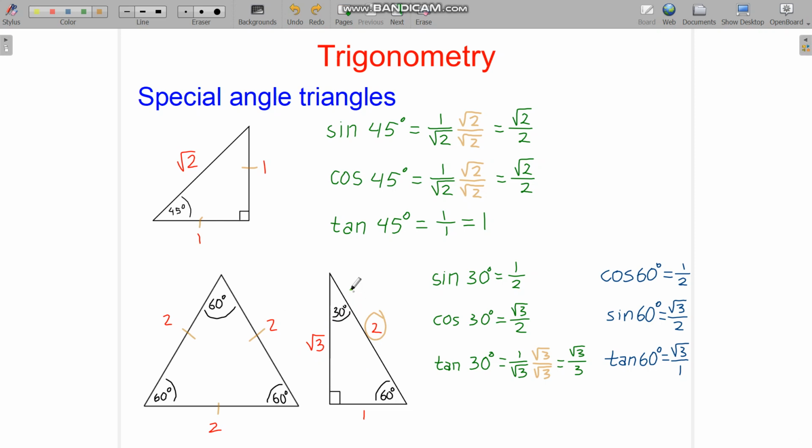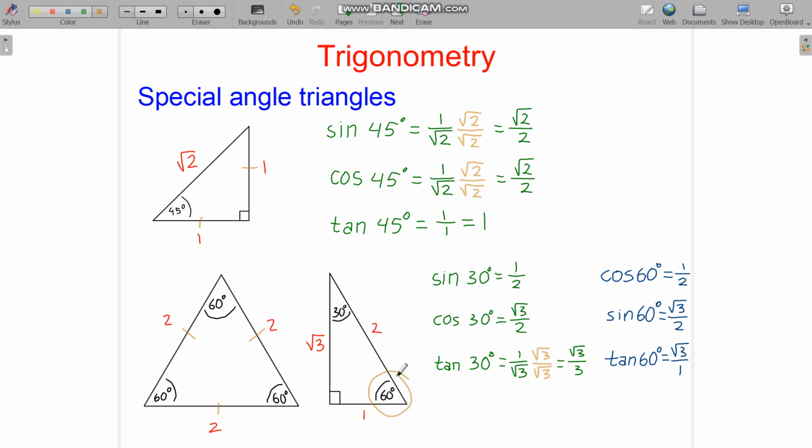Now sine 30 degrees, so you want to look at the 30 degrees. Sine 30 degrees is 1 over 2. And cos 30 degrees is adjacent over hypotenuse. For tangent, we get opposite over adjacent, 1 over √3, whose denominator can be rationalized into √3 over 3. And for 60 degrees, now we focus on the 60 degree angle.